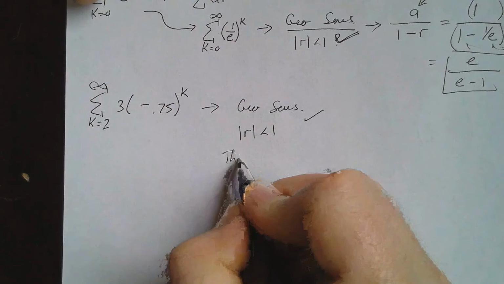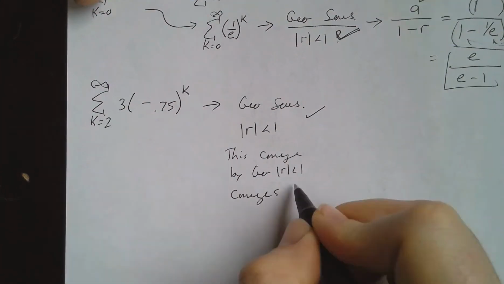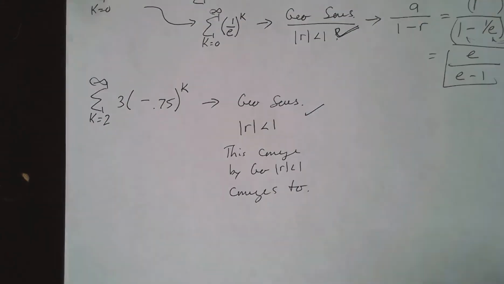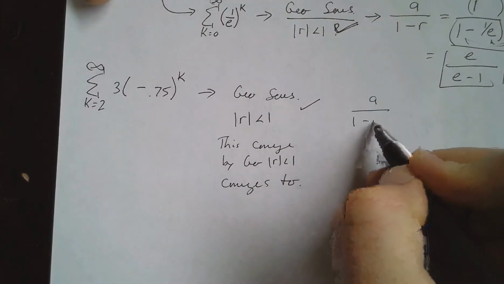So I'm going to go ahead and say this. This series converges by geometric r absolutely less than 1, and it converges to. So that's the question. What does it converge to? Well, it's going to converge to a over 1 minus r.